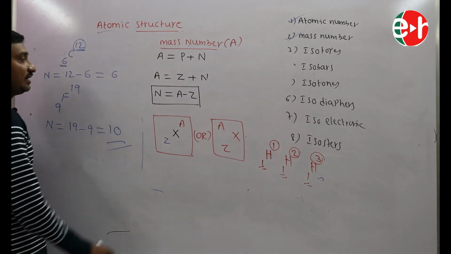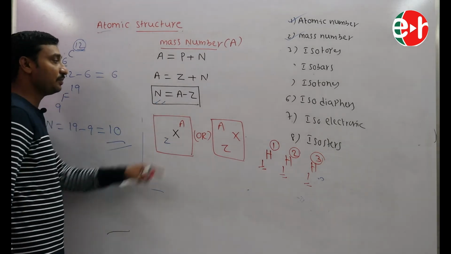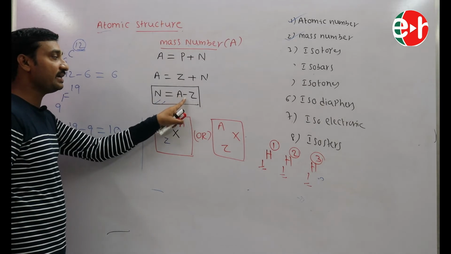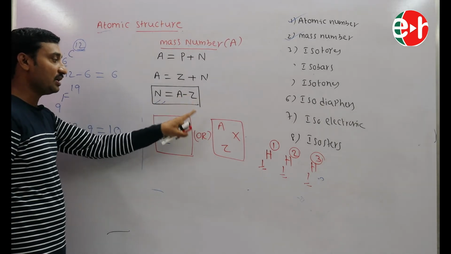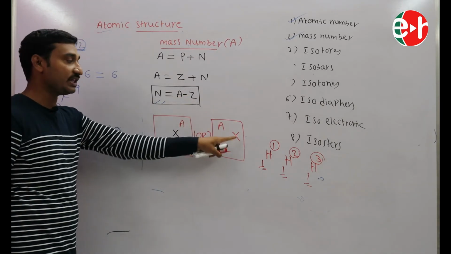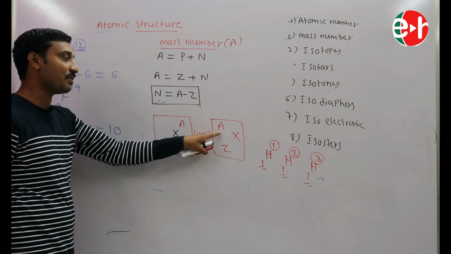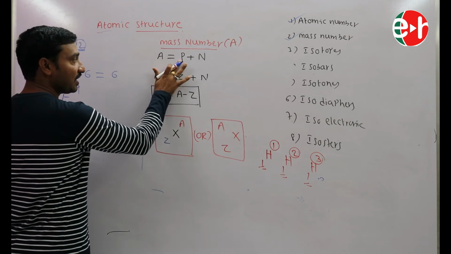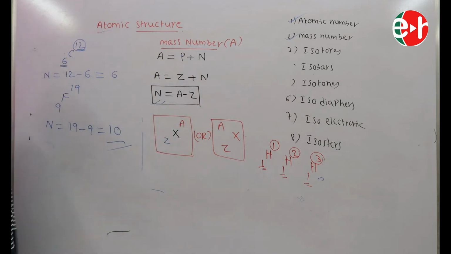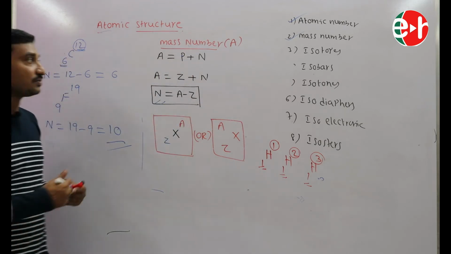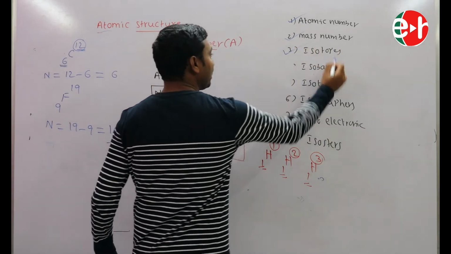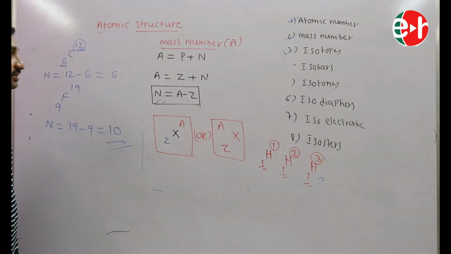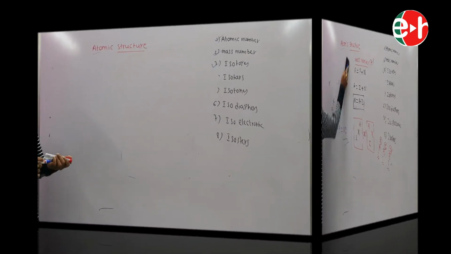Okay. So finally, the number of neutrons is equal to mass number minus atomic number. So this is the notation of an element with atomic number Z and mass number A. Mass number is equal to the number of protons plus the number of neutrons. Okay, so the second definition is over. Now we are going to discuss isotopes.